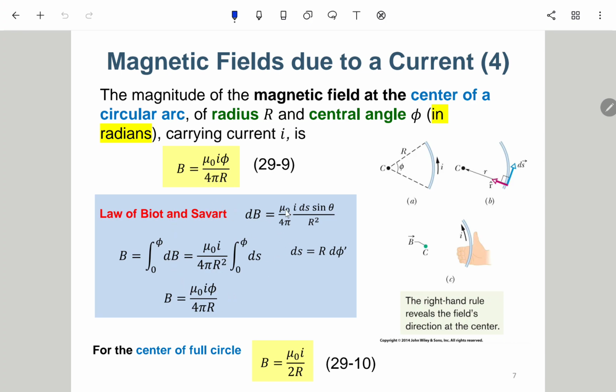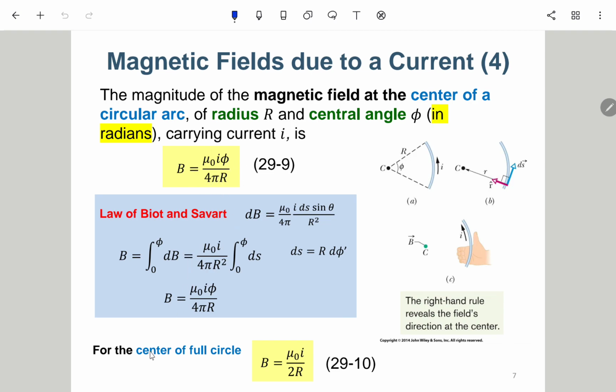The derivation is simple because this distance is a constant. So using the Biot-Savart law to evaluate this B is something like integrating a constant. So it turns out to be an angle. So finally, we have mu0 I phi over 4 pi r.